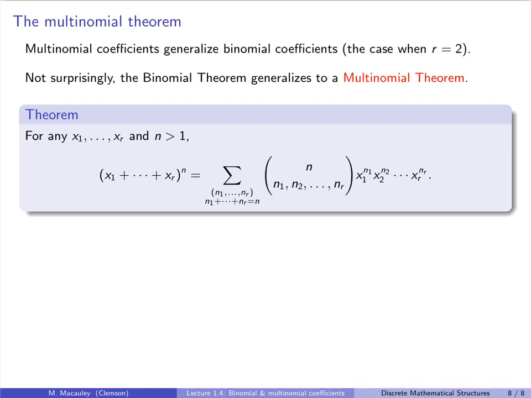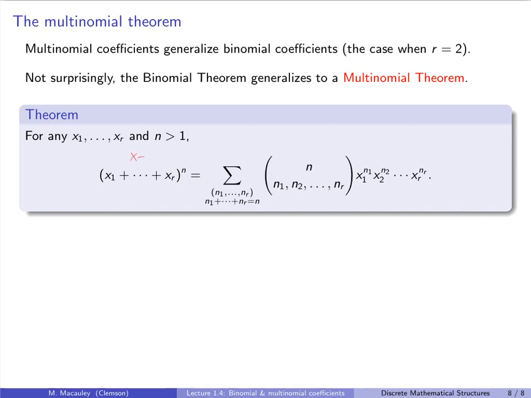And what is this? This is a whole bunch of terms of the form x1 to the n1, x2 to the n2, all the way up to xr to the nr. And the coefficient of this monomial is just a multinomial coefficient, n choose n1, n2, all the way up to nr. And we get one of these terms for all possible values of the exponents, ni's, where they have to add up to n.